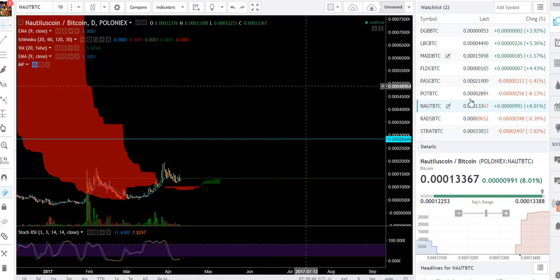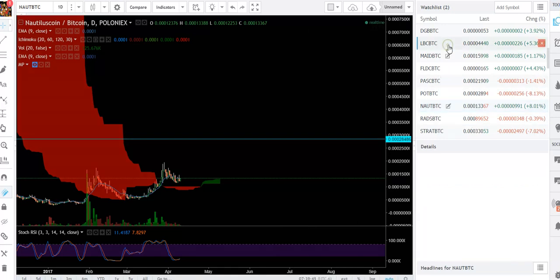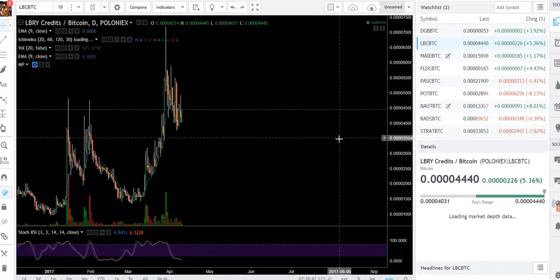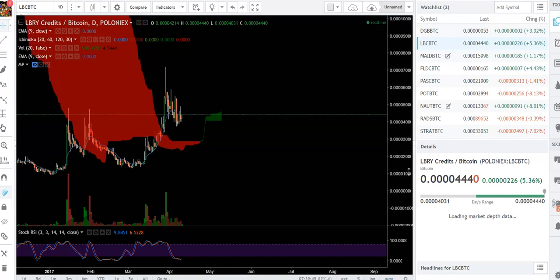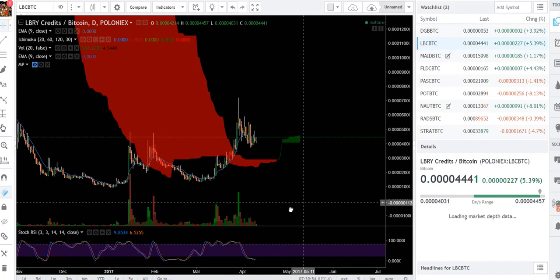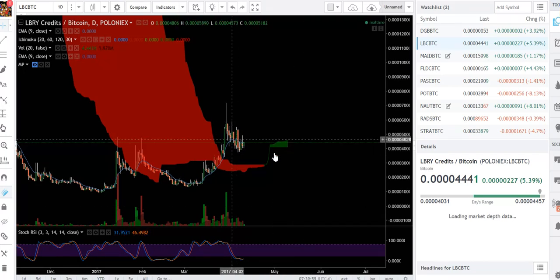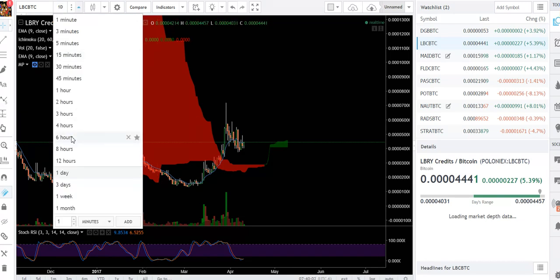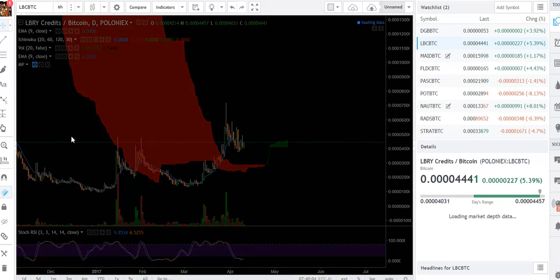Same thing for Libra, guys. This really looks a lot like Nautilus coin, actually. So same thing here. Now that we see it broke its daily cloud, let's flip through our other levels. Let's look at our 6 hour. How's it on the clouds?